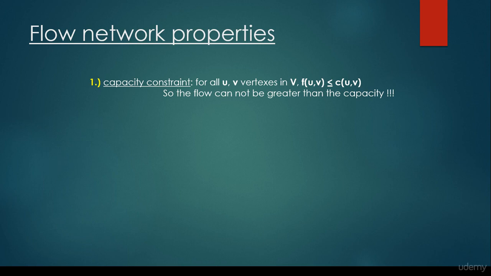This is what we have been discussing. So the flow cannot be greater than the capacity. Okay, f(u, v) is smaller or equal to c(u, v). It means that the flow for that given edge must be smaller or equal to the capacity assigned to that given edge. Okay, we have already talked about it in the previous video.